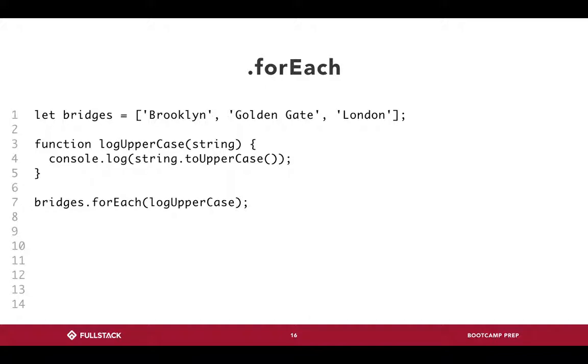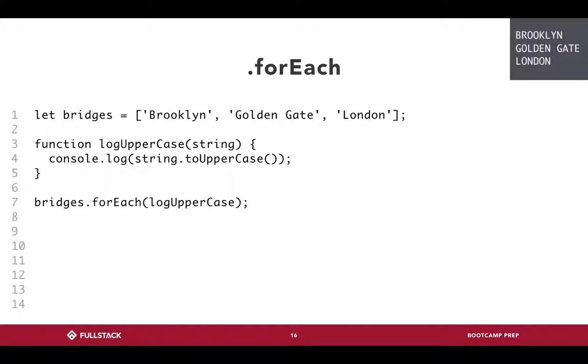So we're basically saying, go to each bridge. For each bridge, take this and call log uppercase. And it will log out Brooklyn in all caps. Then we say, go to the next one and call log uppercase with Golden Gate. And then to the next one, London.